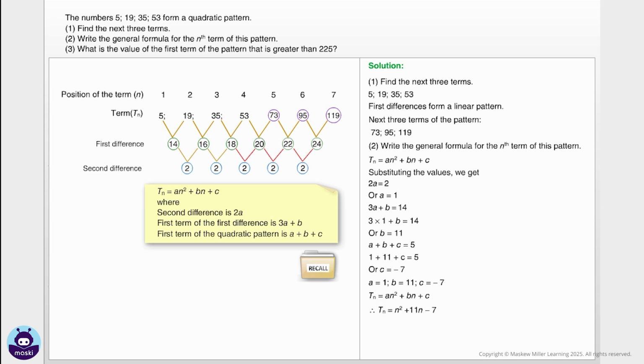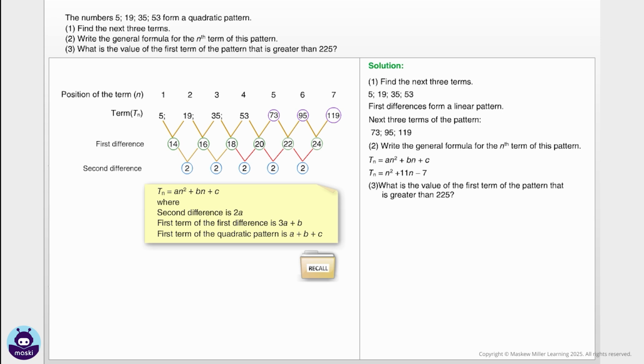To determine the value of the first term that is greater than 225, we set up an inequality using the expression for the general term. Tn greater than 225, or n squared plus 11n minus 7 is greater than 225. Rearranging the terms, we consider the quadratic equation and solve for n. Then, we consider the inequality to determine the values of n that satisfy the inequality.